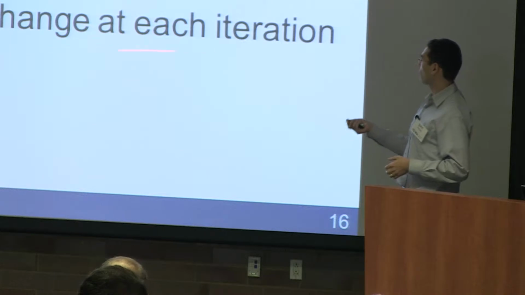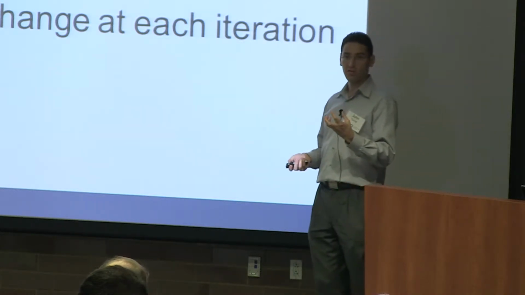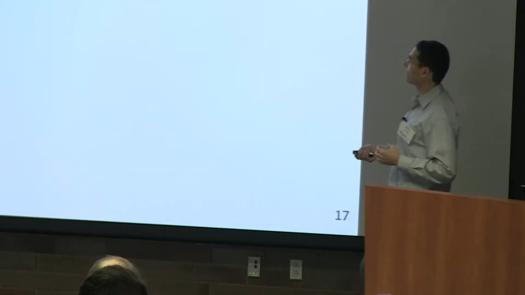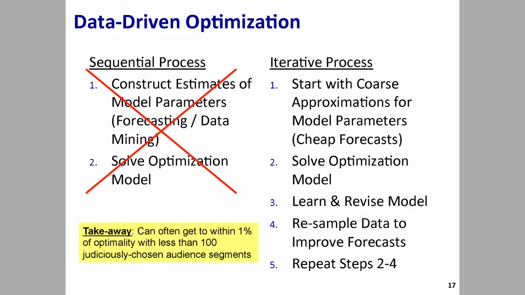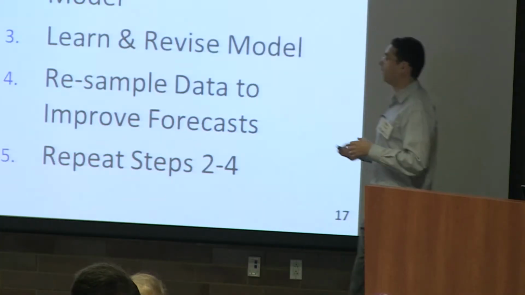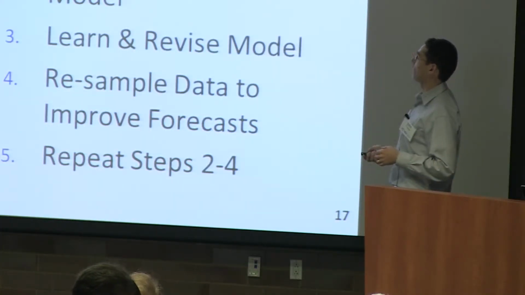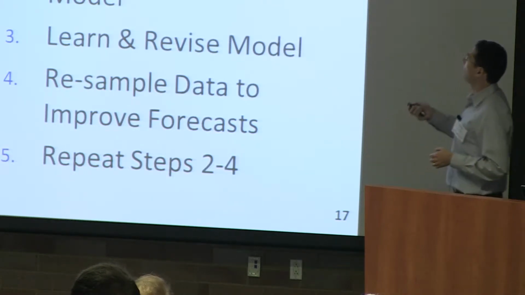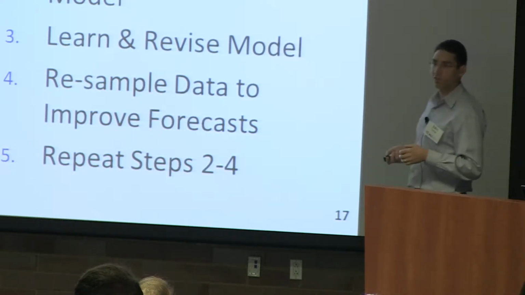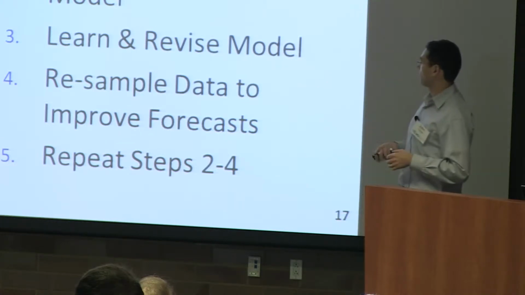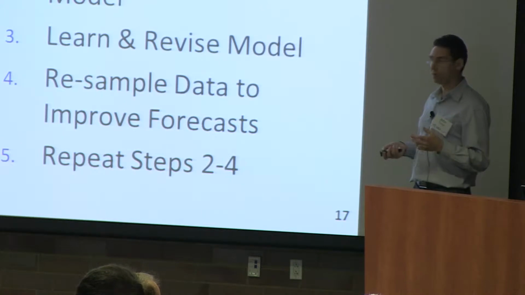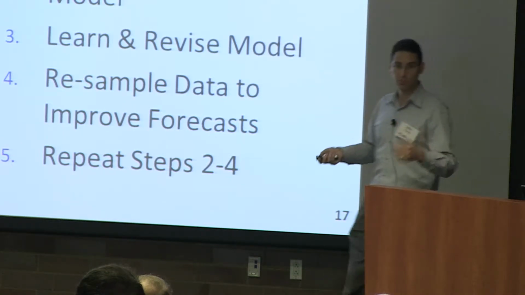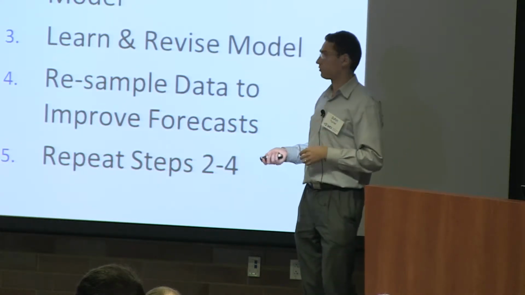And so the data requirements change at each iteration, which means instead of having a process where you first construct estimates of your model parameters, in other words do forecasting and data mining, and then solve an optimization model, what we really want to do and focus on in data-driven optimization is we start with some coarse approximations for the model parameters, solve an optimization model, learn and revise the model, resample the data to improve forecasts, and then iterate until we come up with something that we feel comfortable with.